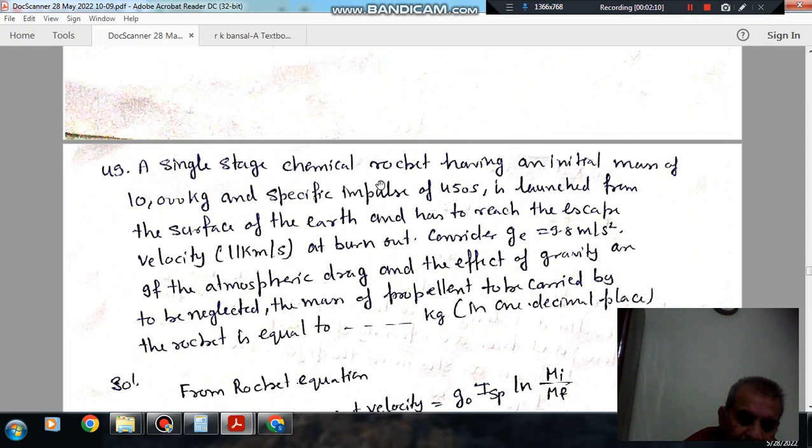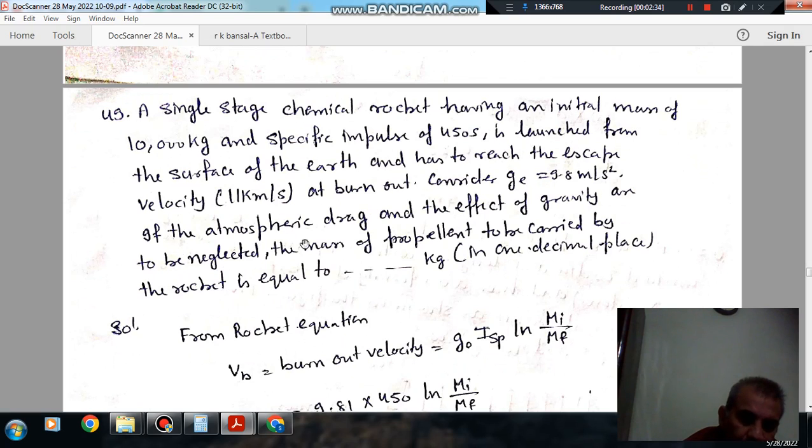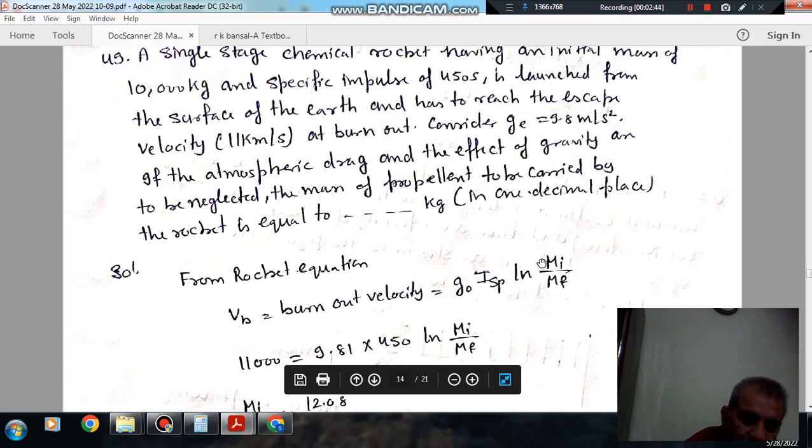Okay, next question 49. A single stage chemical rocket having an initial mass of 10,000 kg and specific impulse of 450 seconds is launched from the surface of the earth and has to reach the escape velocity 11 km per second at burnout. Consider g is equal to 9.8 meter per second square. If the atmospheric drag and the effect of gravity are to be neglected, the mass of propellant to be carried out by the rocket is equal to dash kg in 1 decimal place.